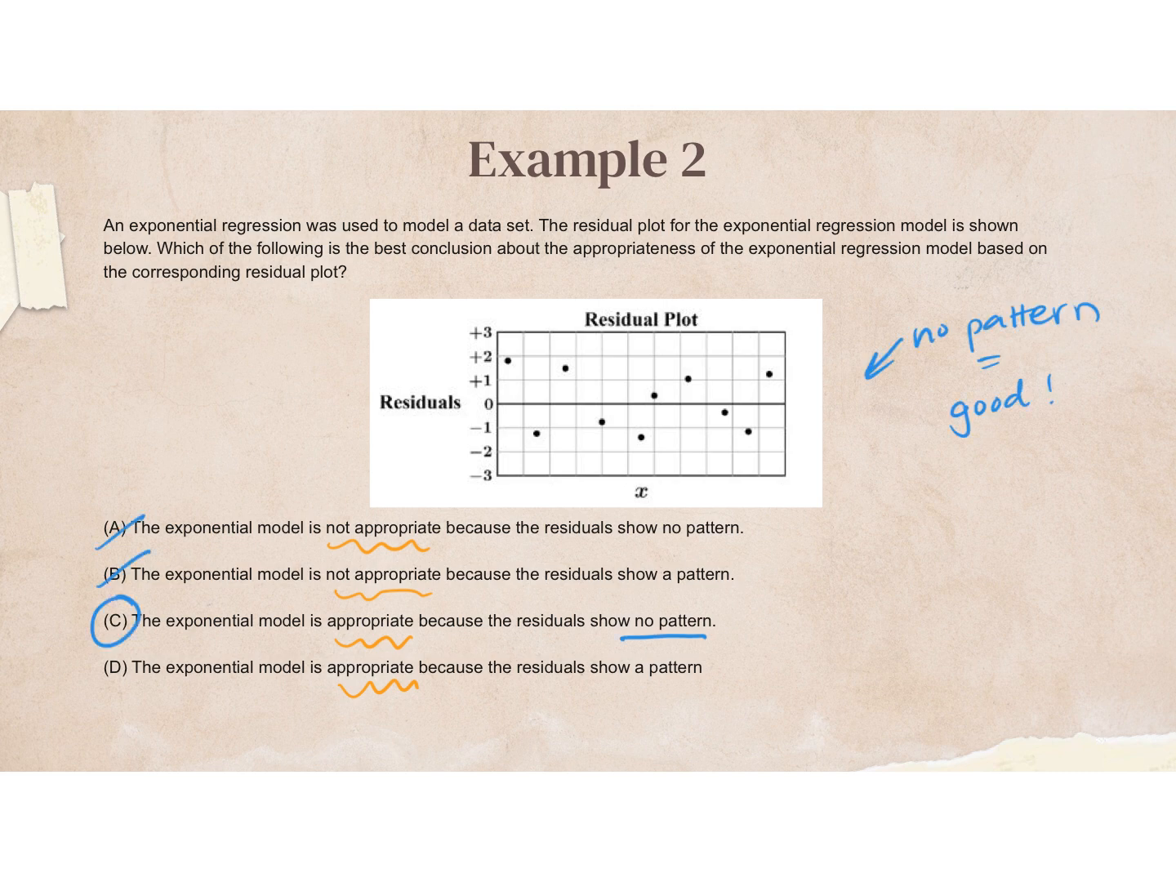All right, because there's seemingly no pattern within this residual plot, this model is appropriate for the data set, so I eliminated A and B right away. Between C and D, C would be the correct response because the argument that supports that answer is that there's no pattern.